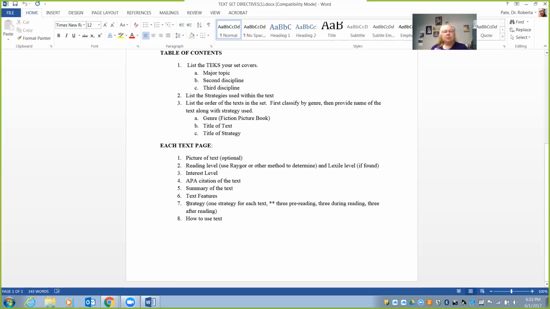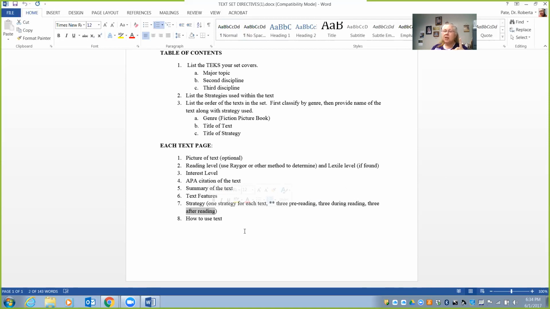And then here's where you put the strategy. What kind of strategy do you have? Remember, in our strategy notebook, we are looking for vocabulary, ESL, writing, and study and test-taking strategies. And here we want to narrow these down to pre-reading, during reading, and after reading strategies. We want three of each, but one per text.